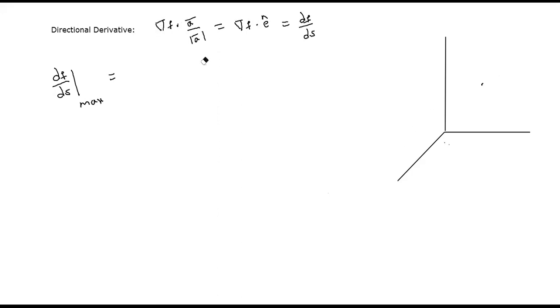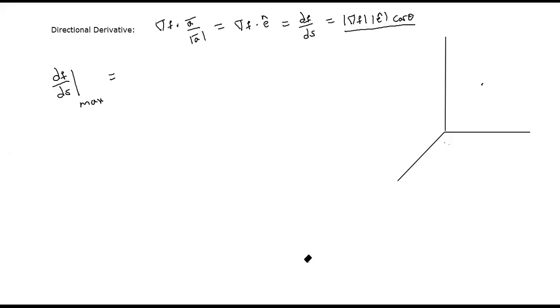What is del f dot a bar by mod a bar? What is the dot product of del f dot e bar? What is the dot product definition? Modulus of del f, modulus of e cap, and cos of the angle between e cap and del f. Okay, this is the expression for the directional derivative. Now I want to maximize this value.